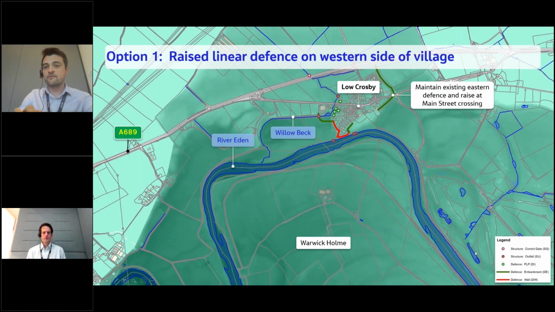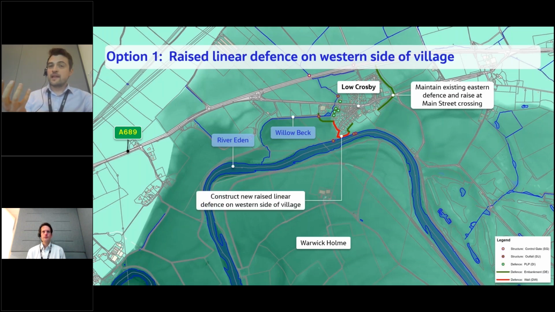Flow comes out of the River Eden on the right bank here, floods across this golf course and heads towards the village, where it meets the defence and ponds against it. In Storm Desmond it overtopped initially at the road crossing here, but then eventually across the rest of the defence, and we'll see that happening via Flood Modeler shortly.